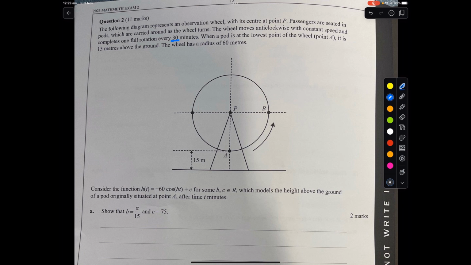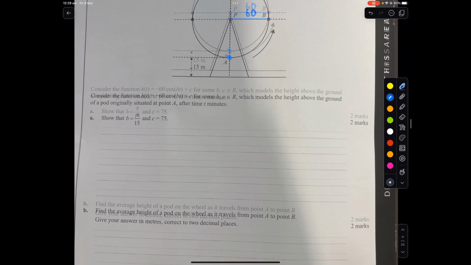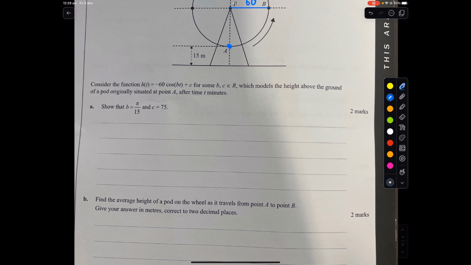When a pod is at its lowest point of the wheel at point A, it is 50 meters above the ground. The wheel has a radius of 60. So this is here. Consider the function h of t, which is this, for some b and c elements of all reals, which models the height above the ground of the pod originally situated at A after time t minutes. Show that b equals pi over 15 and c equals that.